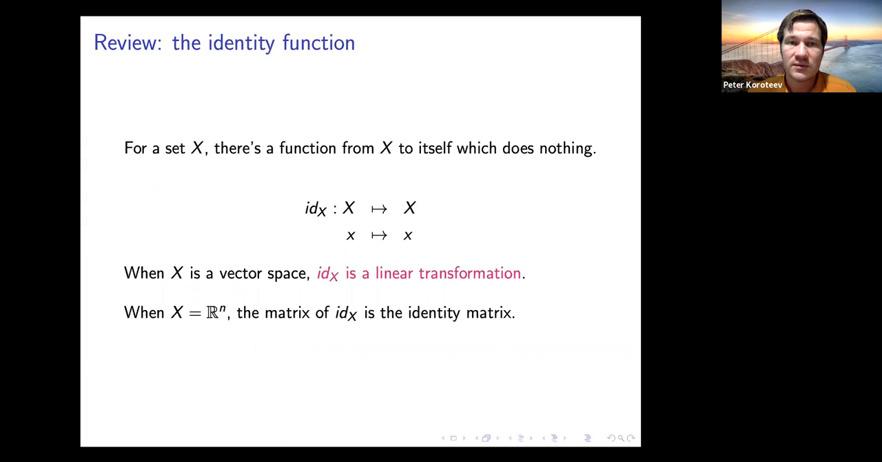Among all functions, one is distinguished, namely the identity function that does nothing. It takes x and returns back x. So it's id_X. It is a linear transformation, as we discussed. When X is equal to Rn, the matrix of id_X is the n by n identity matrix.